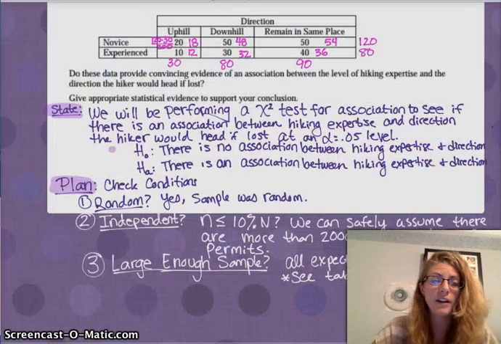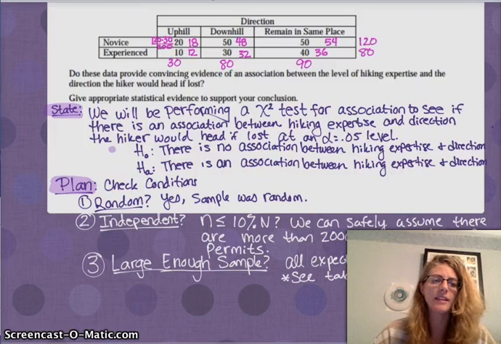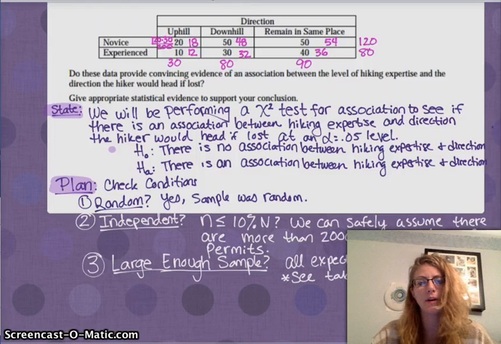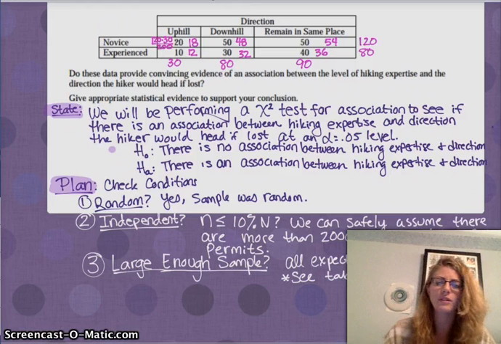All right, so now that we've calculated them, we can say that in our plan step, number 3 has been checked off. So we would say something like, yes, all of them are greater than or equal to 5. C table, and then I just wrote C table for expected counts.